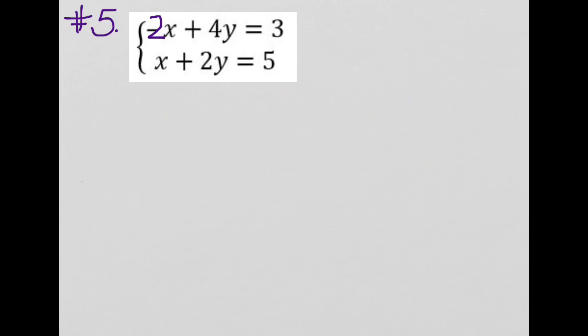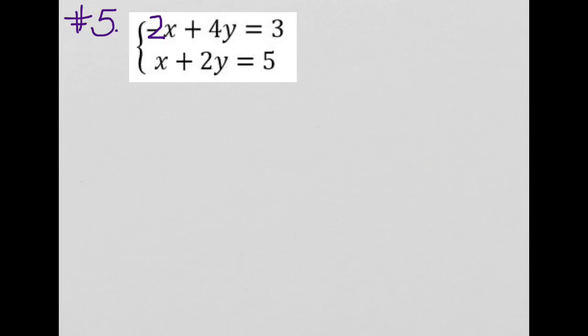Okay, sorry, I had a little typo on number 5. That says negative 2x plus 4y equals 3, and then x plus 2y equals 5. So this is another system to solve using combinations. I could actually do this either way. I could eliminate the x's first or the y's first.